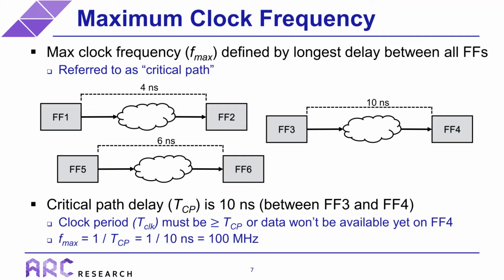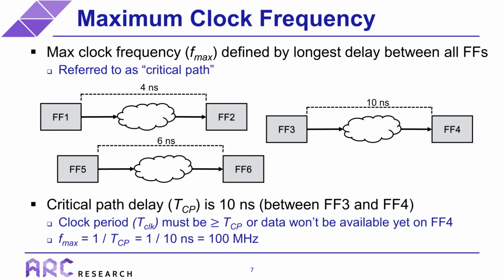The example on this slide illustrates this concept using a simple circuit with 3 pairs of flip-flops, each with different propagation delays between them. So the critical path for this example is the path between flip-flop 3 and 4, which has the longest flip-flop to flip-flop propagation delay in the entire design. So this path requires a clock period greater than or equal to 10 nanoseconds, which means that the maximum frequency of the entire design, or its Fmax, is 100 megahertz.